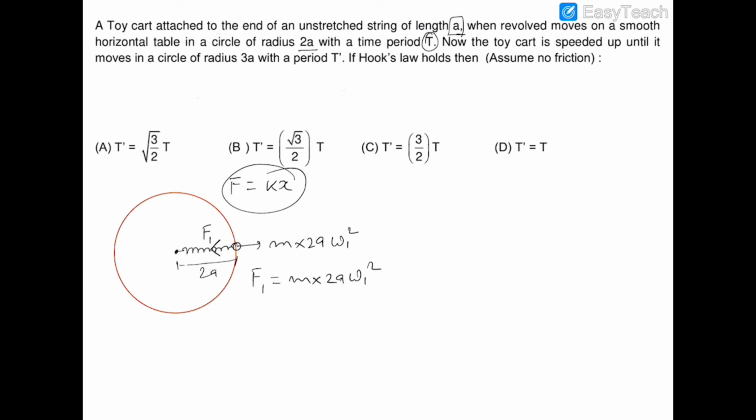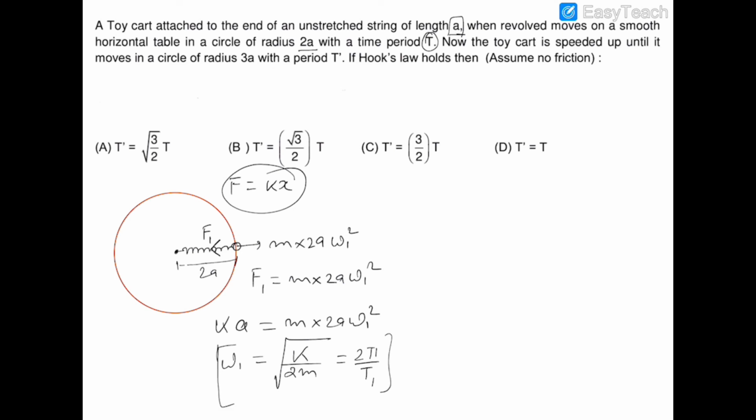So you can see that the natural length of this string is a, and currently its length is 2a. So the extension in this string is a, so F1 will be equal to k into a. So k into a will be equal to m into 2a omega 1 square, and omega 1 will be equal to root of k by 2m, and this is 2 pi by t. Omega is 2 pi by the time period.